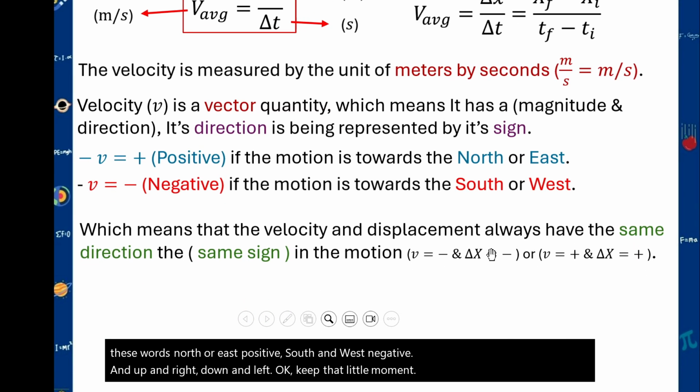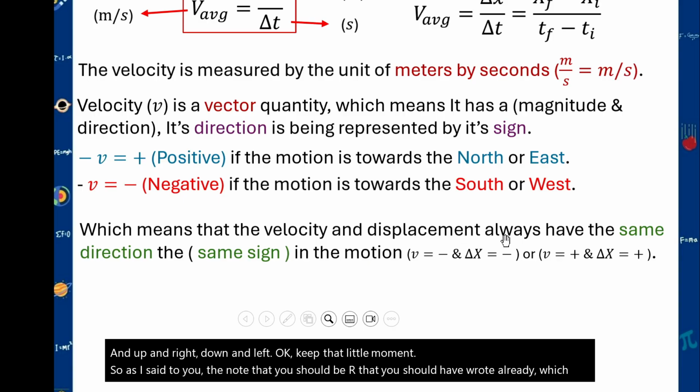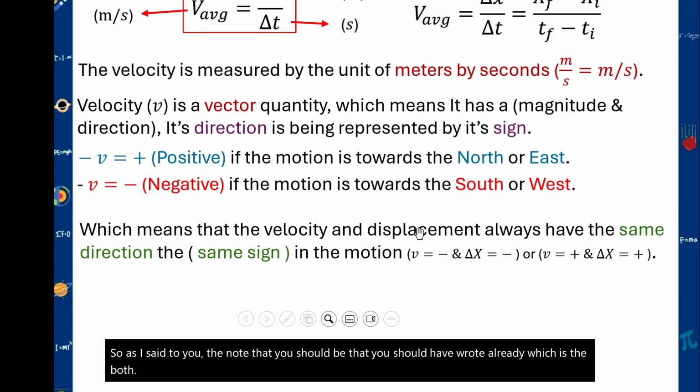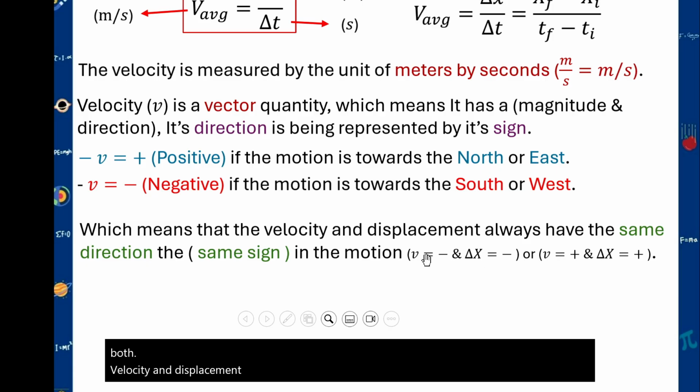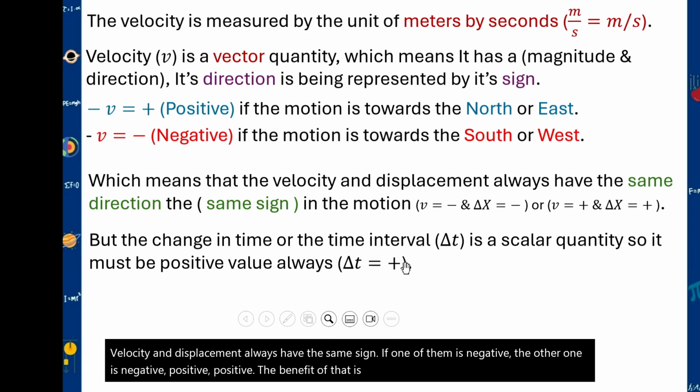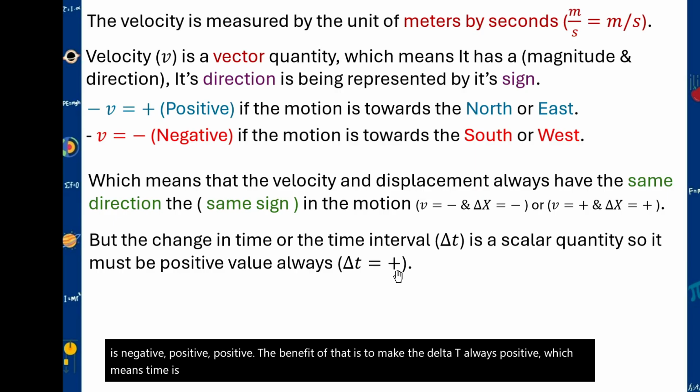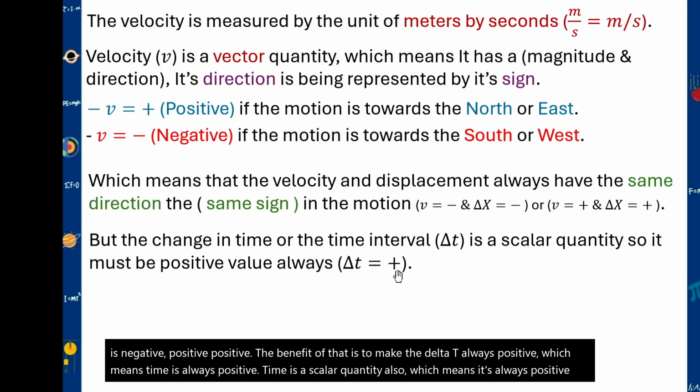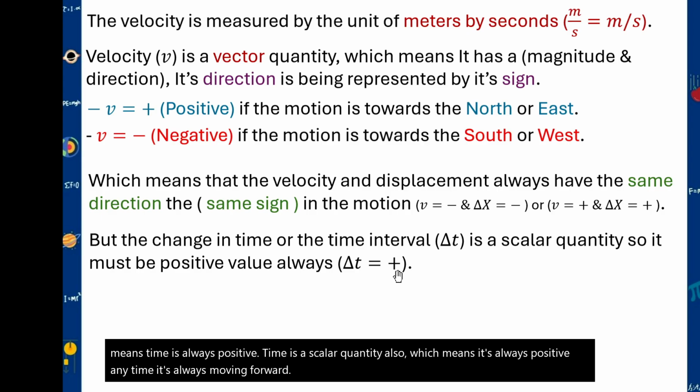So, as I said, the note that you should have already written is that velocity and displacement always have the same sign. If one of them is negative, the other one is negative; if positive, positive. The benefit of that is to make delta t always positive, which means time is always positive. Time is a scalar quantity also, which means it's always positive. Yani, time is always moving forward. It's impossible to make time move backward, right?